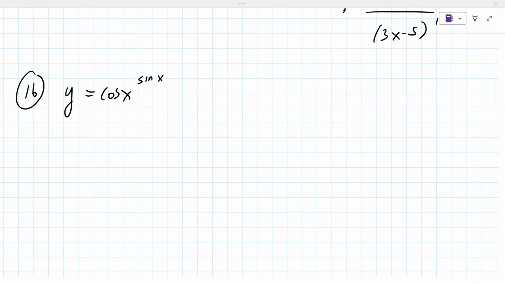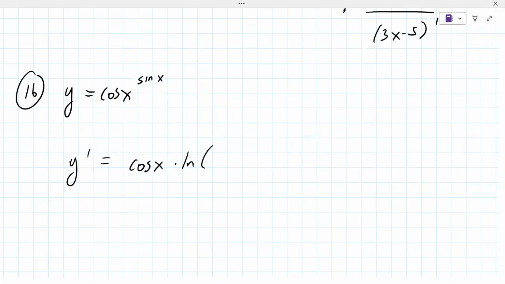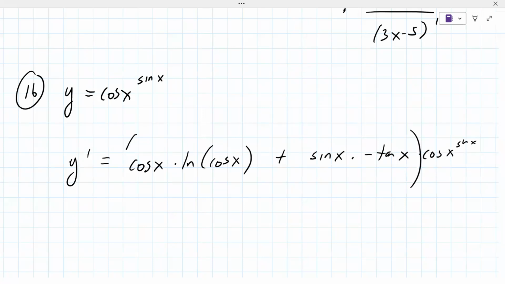Okay. For y prime, I got cosine x times ln cosine x plus sine of x times negative tangent of x, times cosine x to the power of sine x. You mean all of it times that? Yeah. Okay. Any questions on how to do that? No. All right.